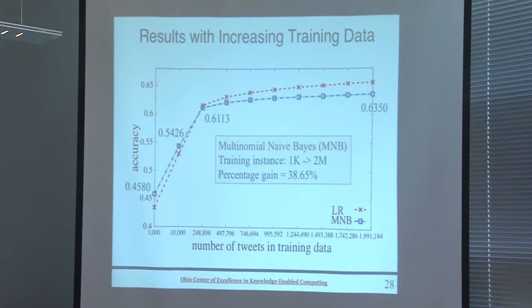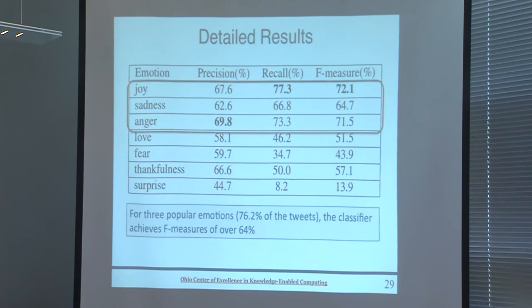So let's look at the class-specific performance. The top three emotions, joy, sadness, and anger, consist of about 76% of the tweets. For them, you can see the minimum F measure is over 64%. Considering we have seven different types of classes, this is not bad.